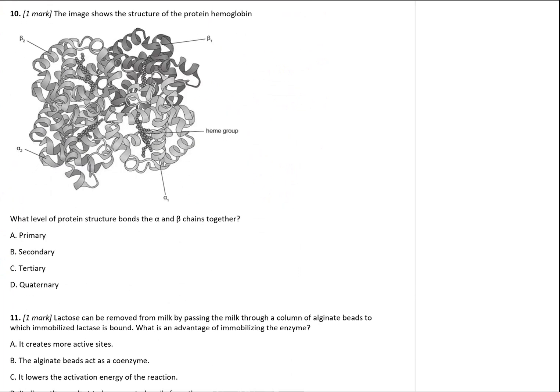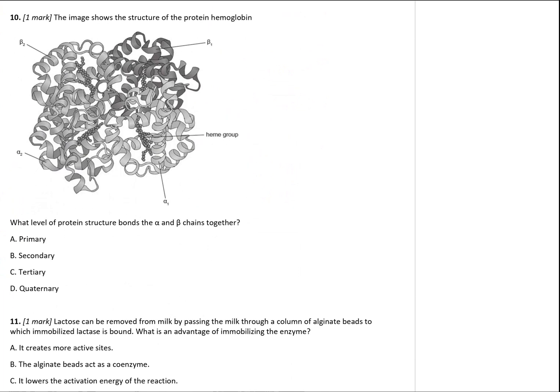Okay, question 10. So we've got the protein hemoglobin here. And what level of protein structure bonds the alpha and the beta chains together here? So that means there's more than one polypeptide chain in the protein, which means that there is a quaternary structure. So the answer there is D.